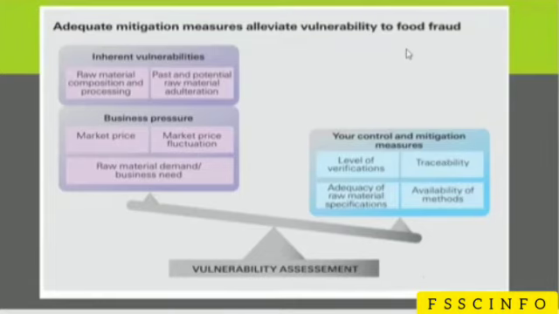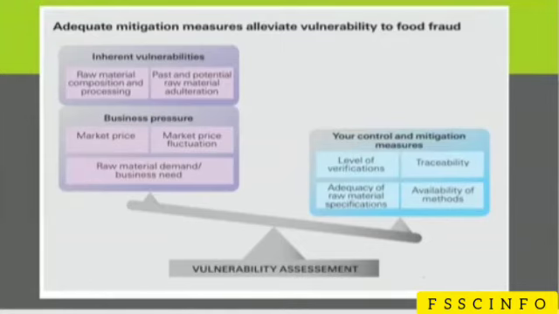Marketing price is fluctuating. So if you see the blue and the red, it's a seesaw. Actually, the seesaw approach. Seesaw means your kids must be going to the park and playing this seesaw game, so you have to measure the weight. If you have more inherent vulnerabilities, your control or mitigation strategy will be less strong. If your inherent vulnerabilities and business pressures are less, your business control and mitigation measures should be very, very strong. So you have to evaluate whether you are on the blue side or on the red side.